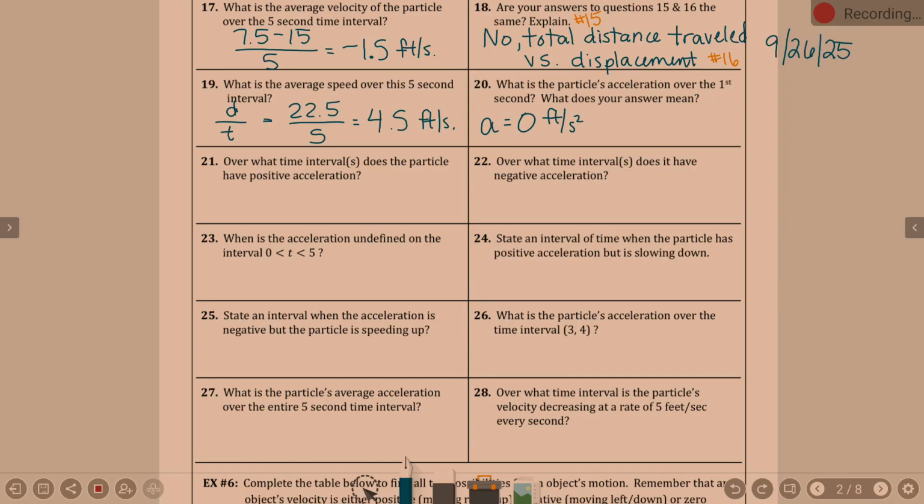What does this mean? That the velocity is not increasing in the first second. I use the word constant. Velocity is constant is what mine says. It's not increasing or decreasing. Velocity is constant.